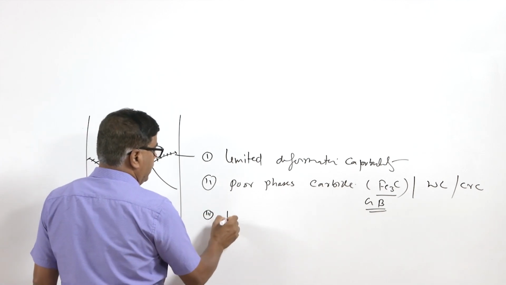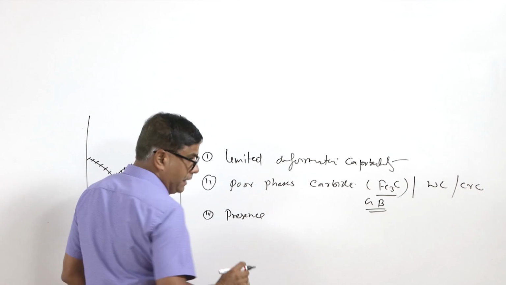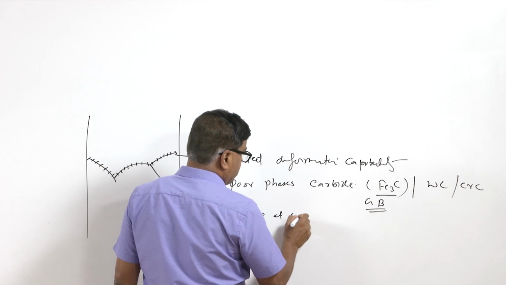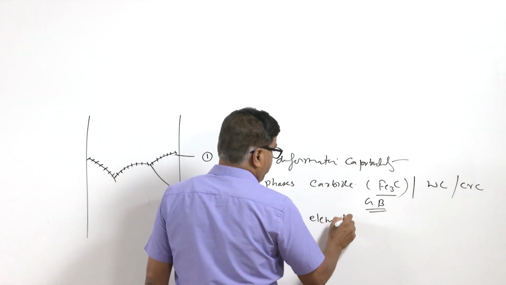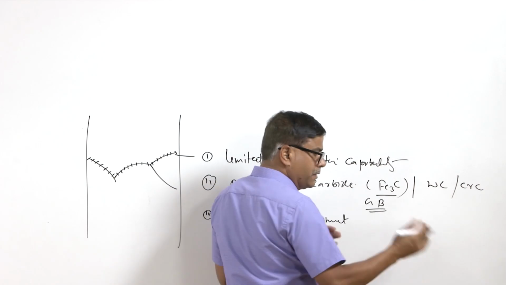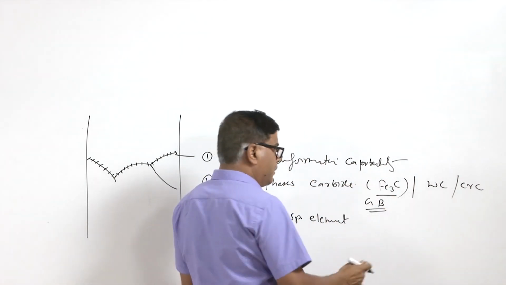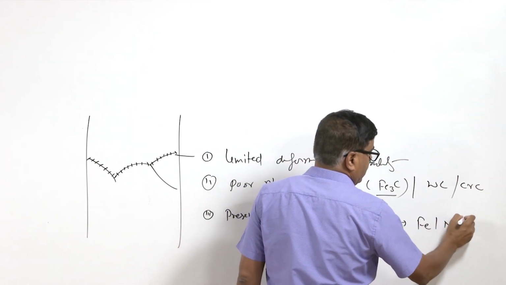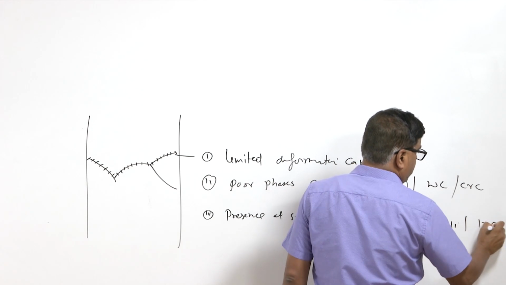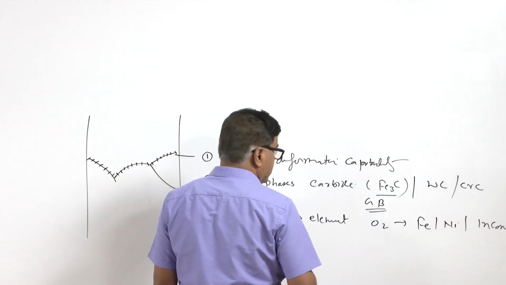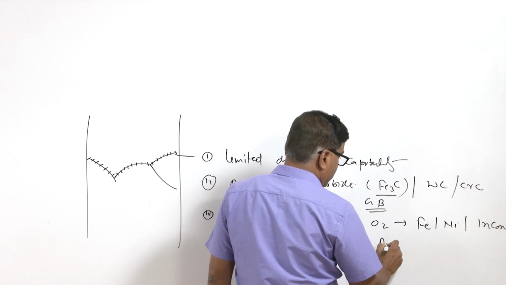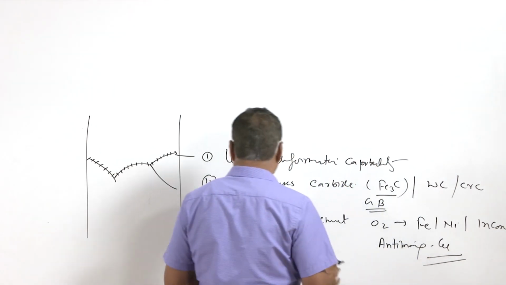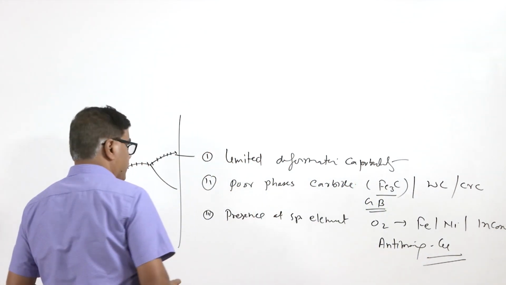And the third one, some special elements are present primarily at the grain boundary. So, the presence of specific elements at the grain boundary also leads to weakness of the grain boundaries. For example, the presence of oxygen in iron and nickel alloys like Inconel causes intergranular fracture. Similarly, antimony in copper alloys causes intergranular fracture.